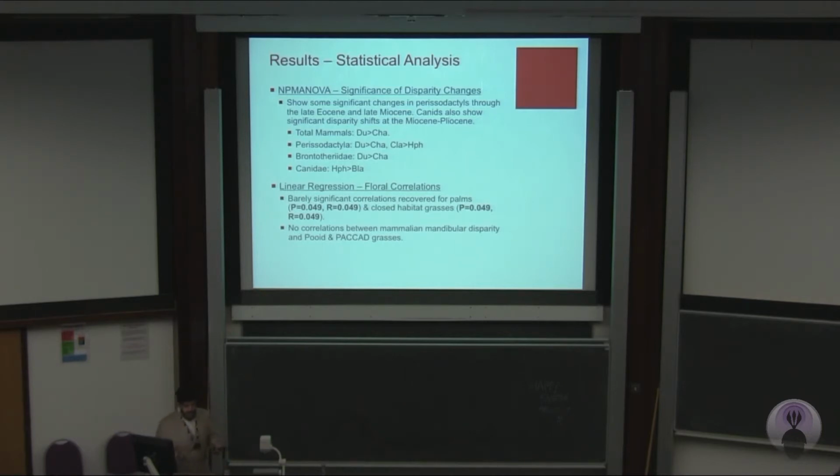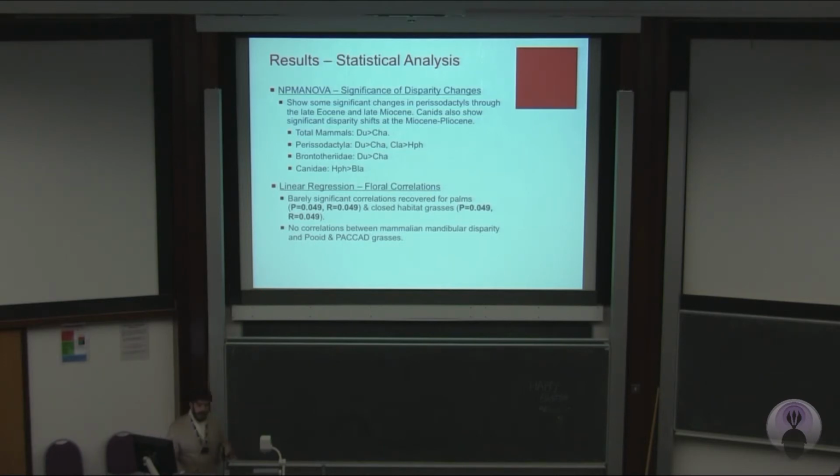So we did linear regressions against floral data collected from Stromberg 2005 and Stromberg and McInerney 2011. This was phytolith abundance data from 99 sites in North America through most of our time zones, and we found only really just barely significant correlations there between palms, closed habitat grasses, and our disparity. So that would suggest something there, but more data is probably needed to verify this.